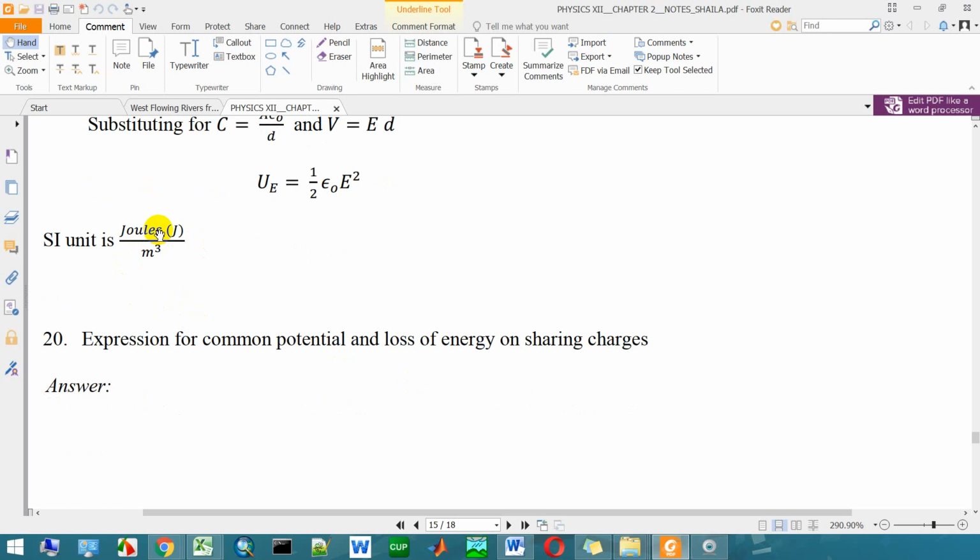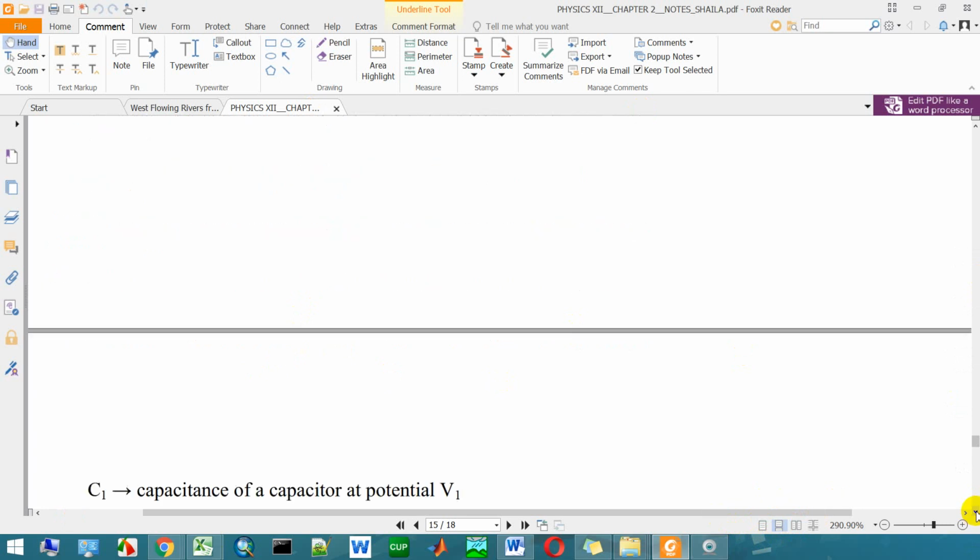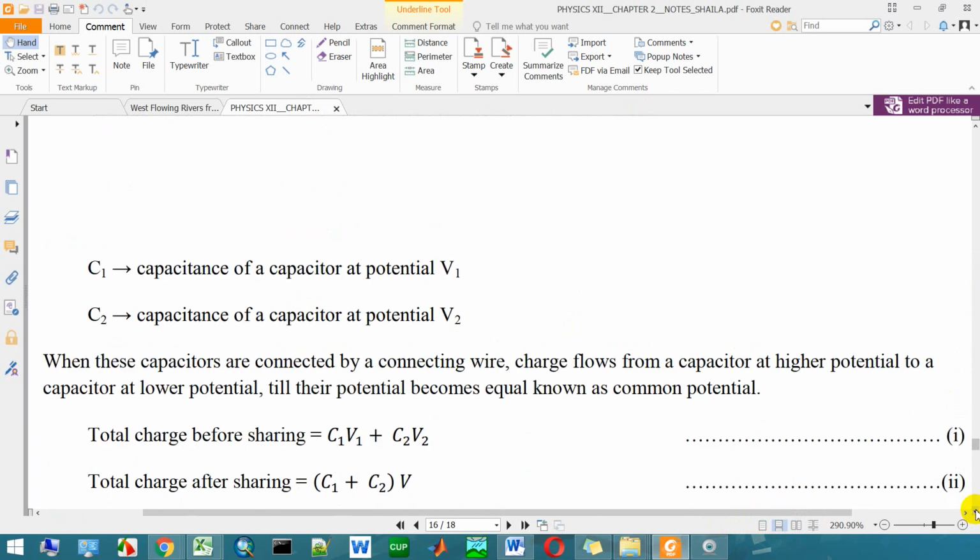Then the SI unit is joule per meter cube, energy per unit volume. So joule per meter cube. So this is the expression and the SI unit for energy density. Now question number 20. To find the expression for common potential and loss of energy on sharing charges. So here, common potential and loss of energy.